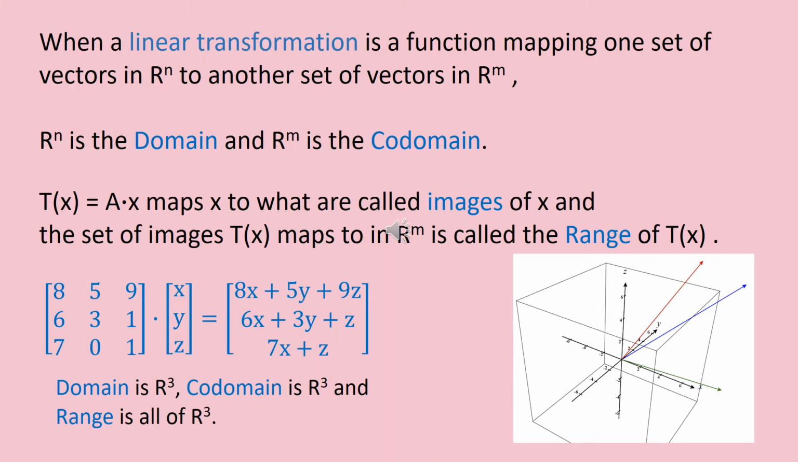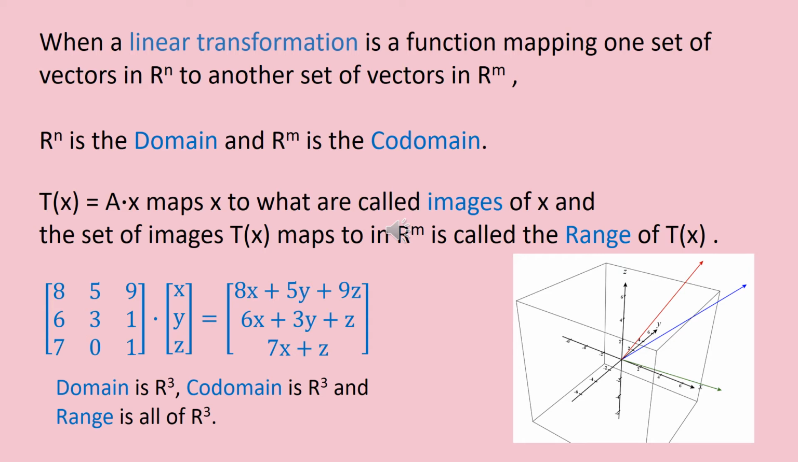When a linear transformation is a function mapping one set of vectors in Rn to another set of vectors in Rm, Rn, what you're mapping from, is the domain, and Rm, the space you're mapping into, is called the codomain. When you take a vector x in Rn and you apply the transformation and you get the new vector, it is called the image of x for that linear transformation, and the set of all possible images created by a certain transformation is called the range of the transformation.